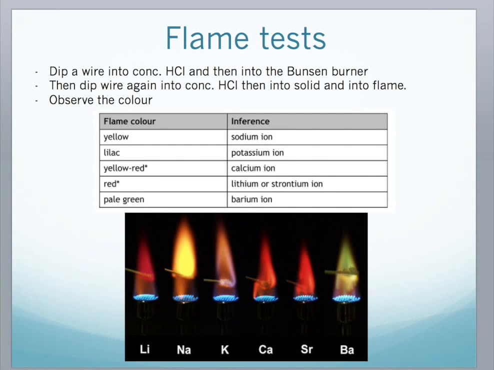Let's look at flame tests. So make sure that the wire is clean by dipping it into some concentrated hydrochloric acid and then putting it into the hot part of the Bunsen flame, and then repeat until the flame is not colored. And then you dip the wire into concentrated hydrochloric acid again, and then into the unknown solid, and again into the hot part of the Bunsen flame, and then you should be able to observe a color change if there is one. And these are the most common ones that you may be asked to do.